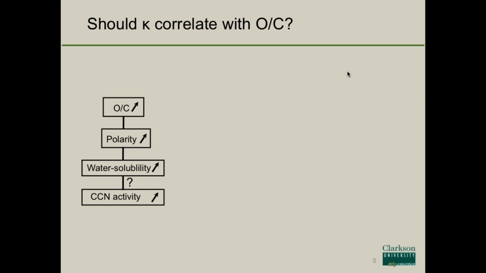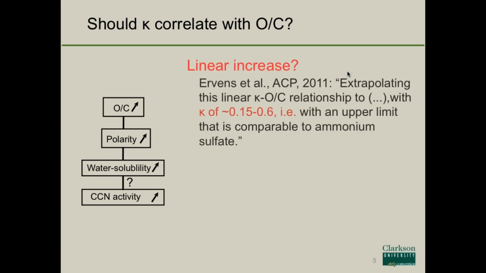But does it really hold all the time? There are a couple of lines of thought. Some people think it should increase linearly, and some empirical data suggest that. For example, this paper says that if you extrapolate the relationship, kappa may possibly reach 0.6, which is really an upper limit, so it is possible that the organic approaches inorganic, maybe ammonium sulfate. That is just based on drawing an empirical straight line.